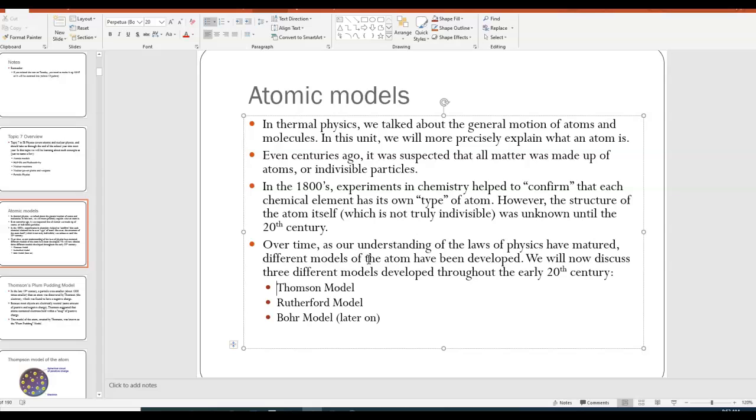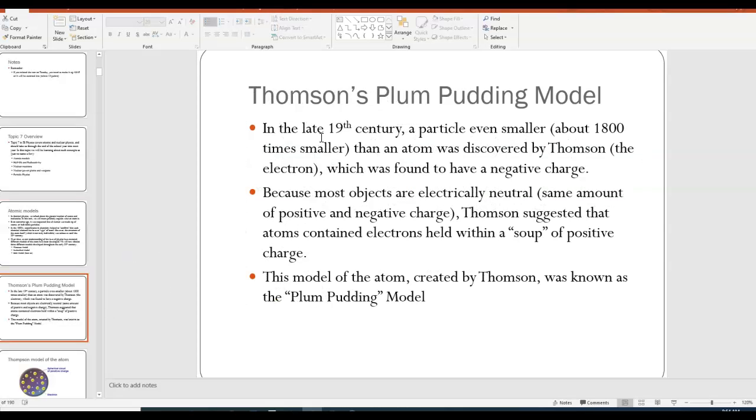Okay, so the three models we're mainly going to talk about are the Thomson model, the Rutherford model of the atom, and then later on we'll talk about the Bohr model. And so in this video, we're just going to talk about the first two. We're going to start with the Thomson model, and they are in order here in terms of when they were discovered, and it is important that you understand how the timeline works. So we're going to start by talking about the Thomson model of the atom.